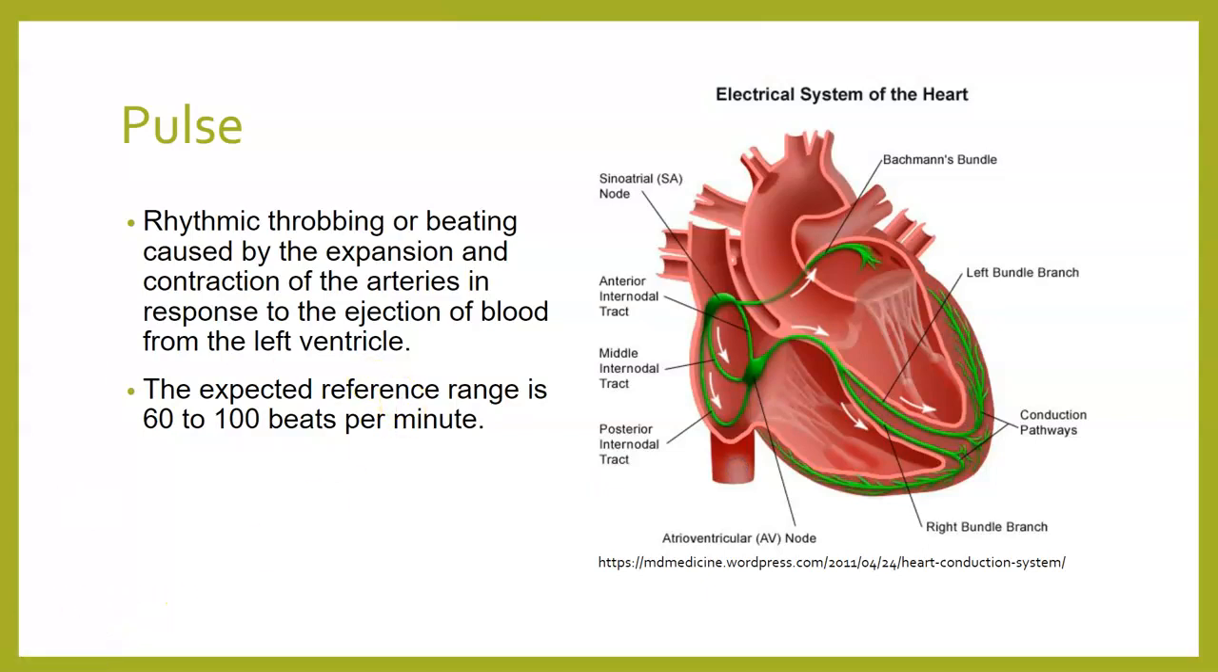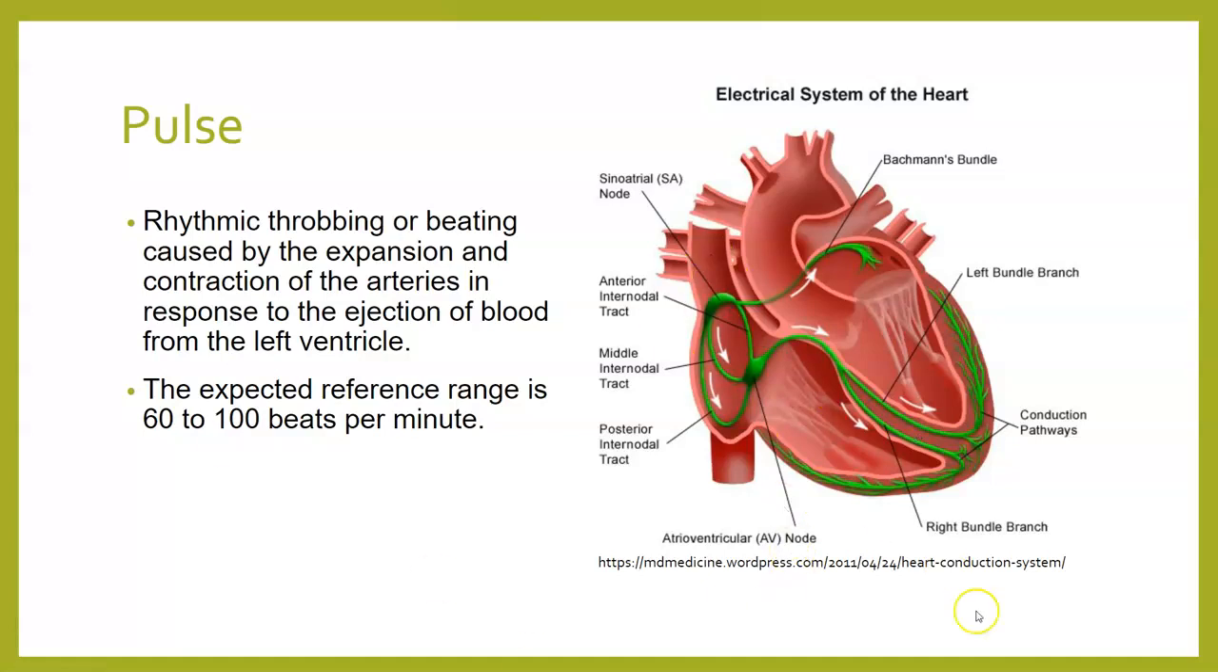Okay, so next we're going to talk about pulse. This is defined as the rhythmic throbbing or beating caused by the expansion and contraction of the arteries in response to the ejection of blood from the left ventricle. So your left ventricle, again, has the oxygenated blood, and it's being pushed out into your arteries. So that pulsation that you can palpate is the expansion and contraction of the arteries. The expected reference range is 60 to 100 beats per minute. So that's a normal range at which your heart should be beating.